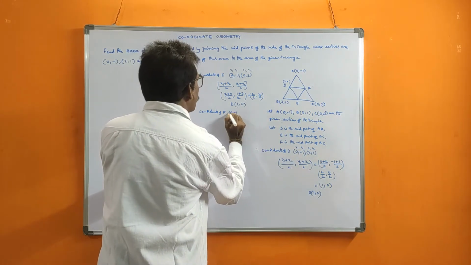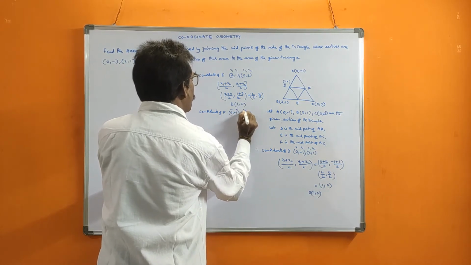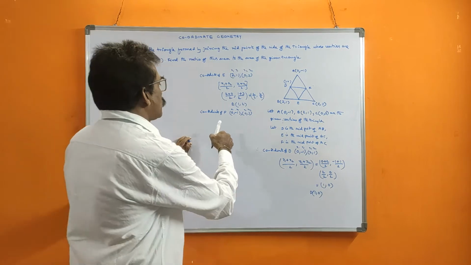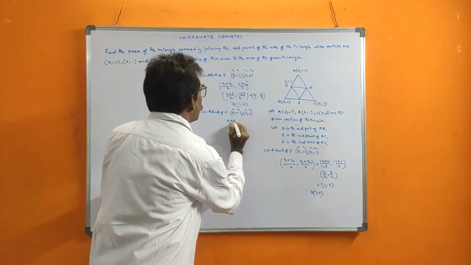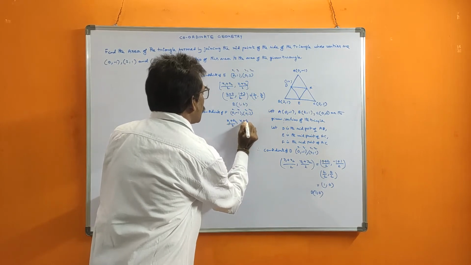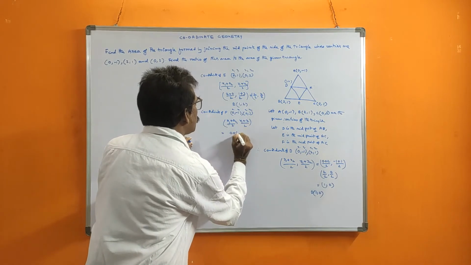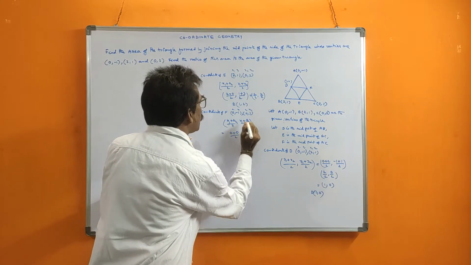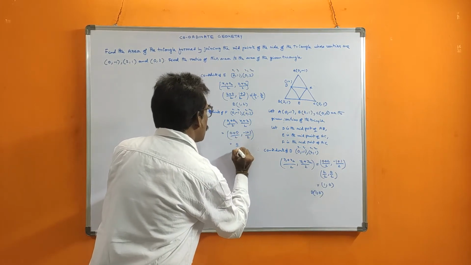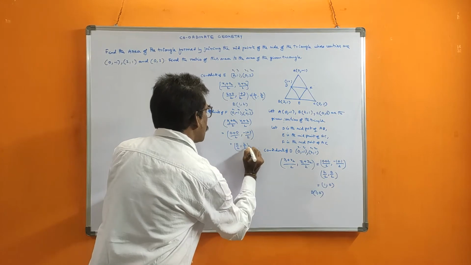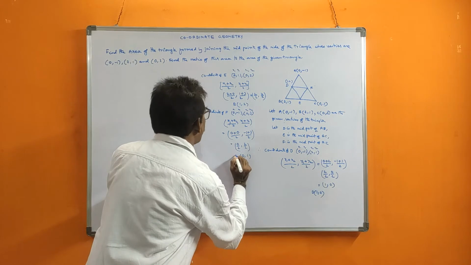A point is (0, -1), C is (0, 3). Here x1, y1, x2, y2. Therefore, the midpoint is ((x1 + x2)/2, (y1 + y2)/2). x1 is 0, x2 is 0, so 0 by 2; y1 is -1, y2 is 3, so 2 by 2. That is (0 by 2, 2 by 2), that is (0, 1). 0 by 2 is 0, 2 by 2 is 1. This is which point? F point.